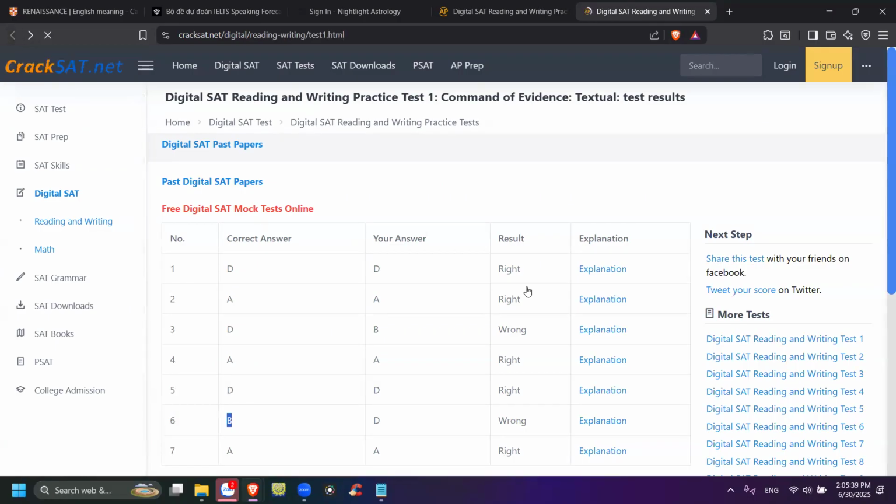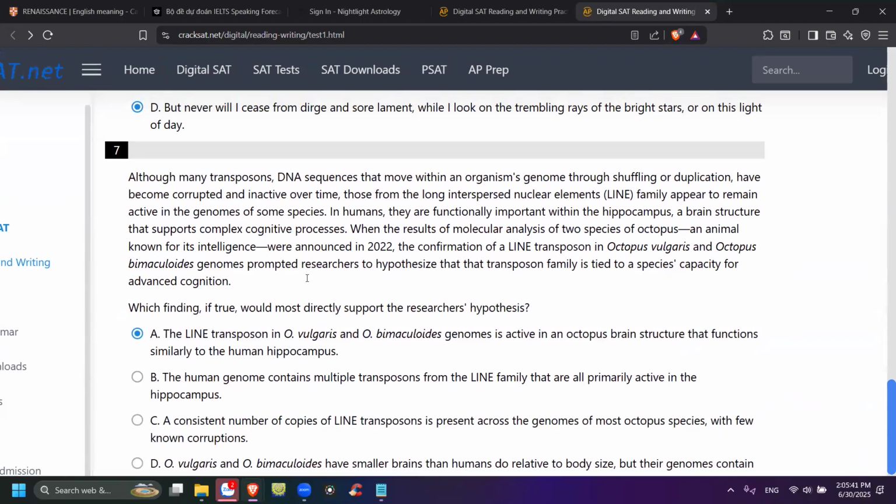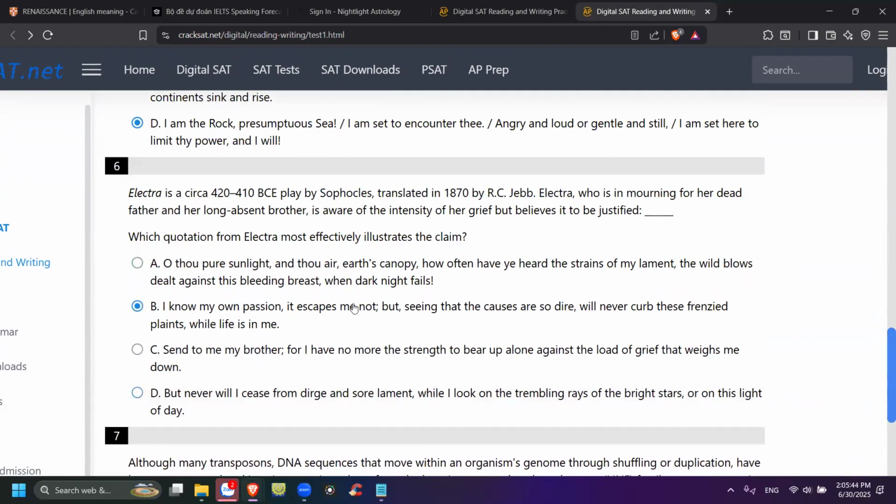Okay, number 6 here should be B. "Escape me not. I know my own passion, escape me not." So it means she understands it. She is aware of her grief. It escaped me not. It means she knows how strong it is. Seeing that the causes are so dire, she sees the causes. It means she sees its justification, right? Justified, right? Yeah. What is dire?